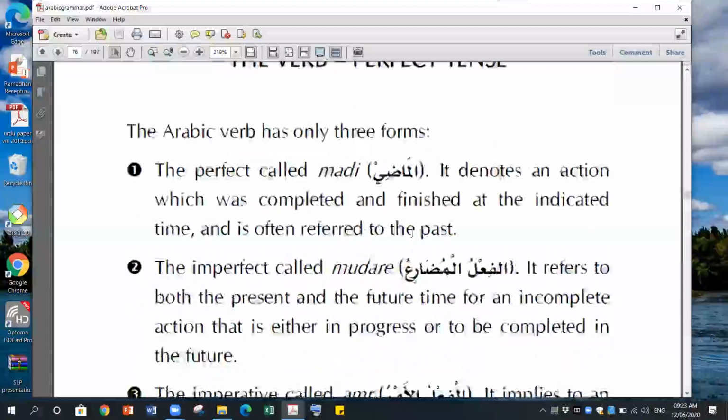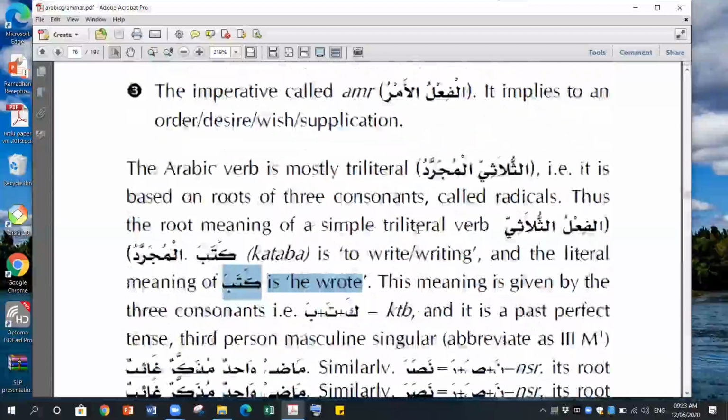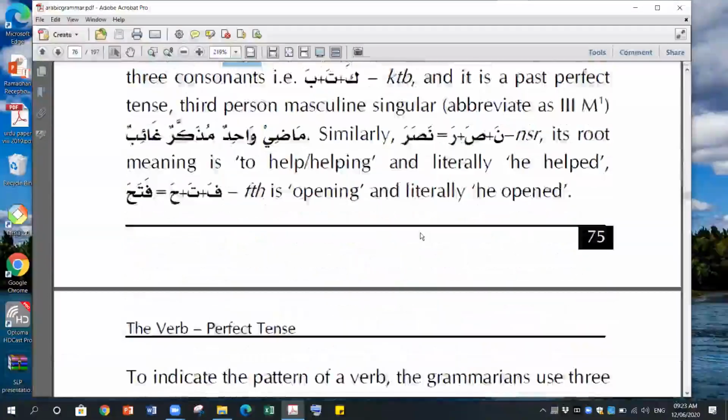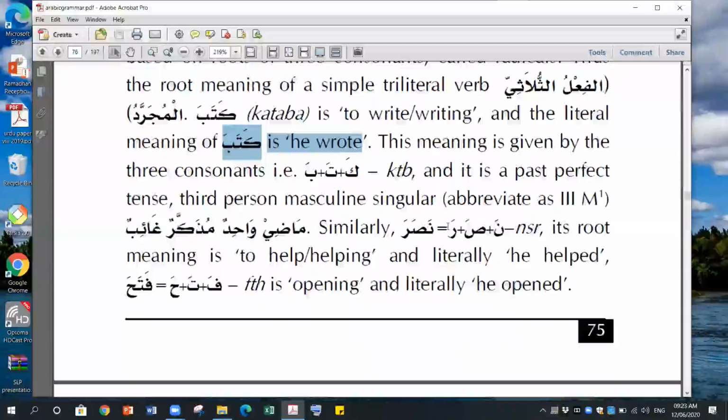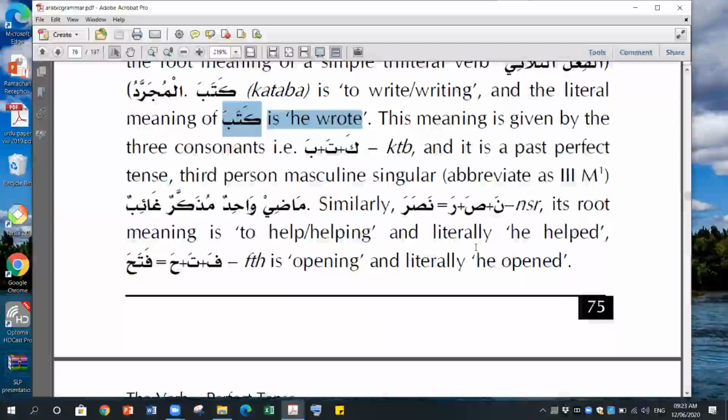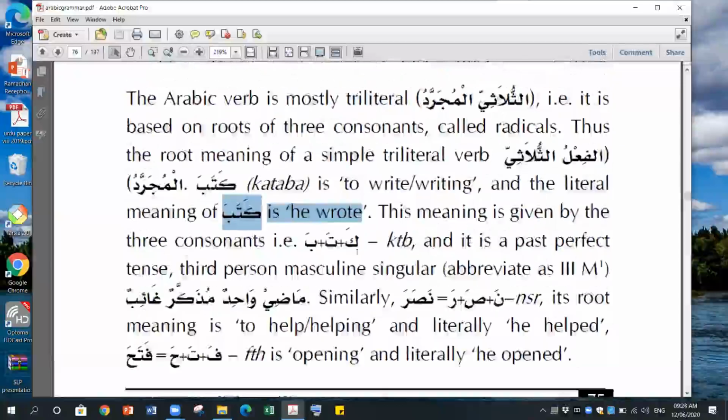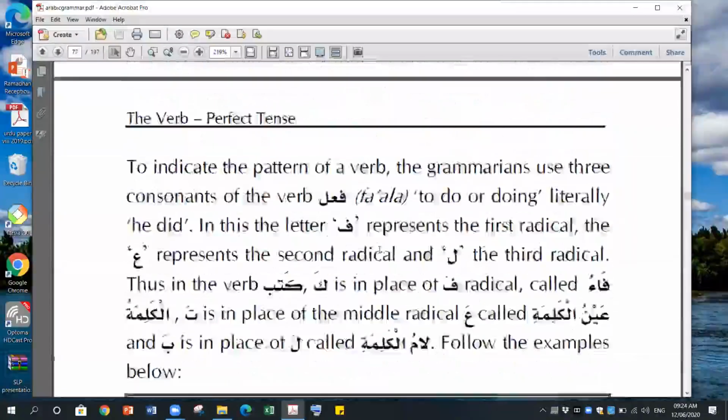Now, as there might be a little different pronunciation styles, any fi'l, fi'l madi, Nashmi, fi'l madi can come on three patterns. What are those patterns? Those patterns are fa'ala, and fa'ila, and fa'ula.